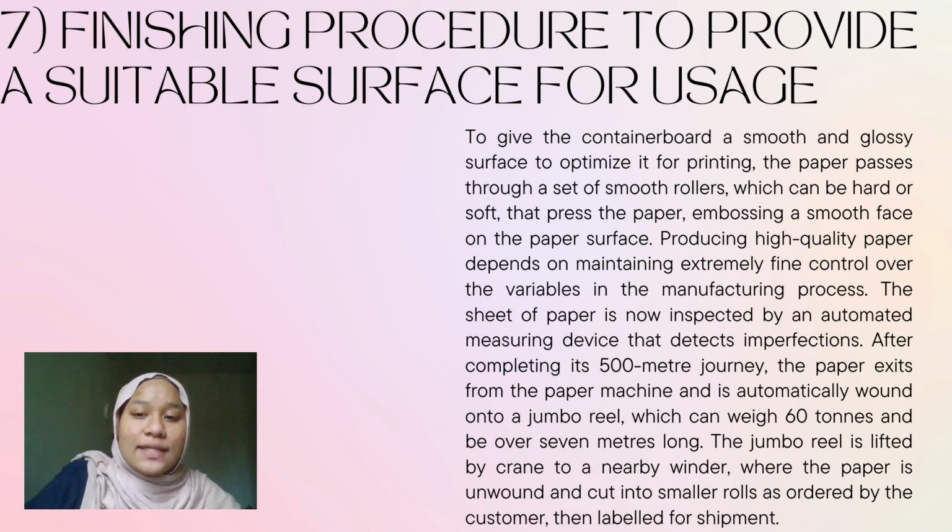To give the container board a smooth and glossy surface to optimize it for printing, the paper passes through a set of smooth rollers, which can be hard or soft, that press the paper, embossing a smooth face on the paper surface. Producing high-quality paper depends on maintaining extremely fine control over the variables in the manufacturing process. The sheet of paper is now inspected by an automated measuring device that detects imperfections.